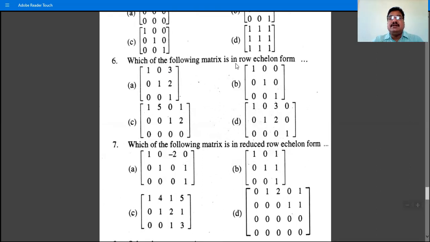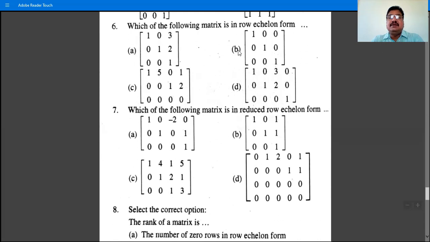Which of the matrices is in row echelon form? B, C, and D are in reduced row echelon form. So A is the answer. This matrix is in row echelon form, while B, C, and D are in reduced row echelon form.